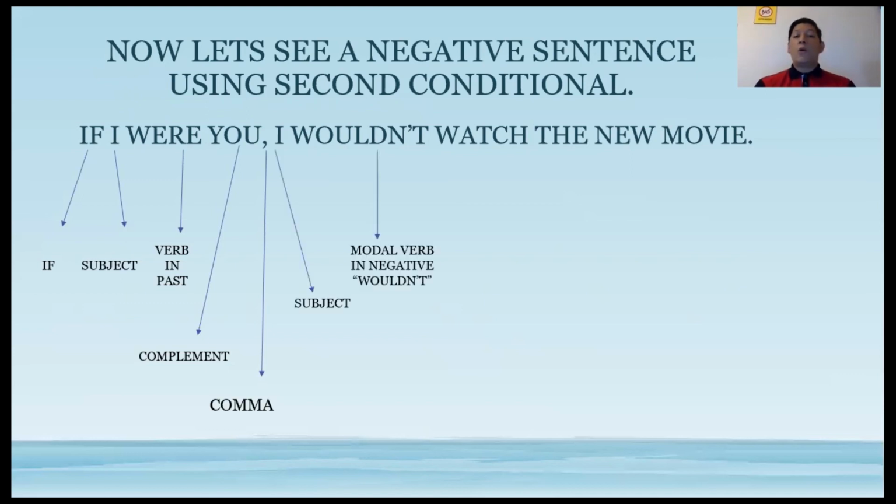Then the subject, would, which is the modal verb in negative. In this case, it's wouldn't. Watch is the verb in the simple form, and the new movie is the complement. Okay? So what makes the difference between this and affirmative? It only makes the difference that in affirmative we say would, and in negative we say wouldn't. Very good. That's the only difference. The n apostrophe t, or you can also separate it as I would not. That is also correct. If you say wouldn't or if you say would not, it works perfectly.